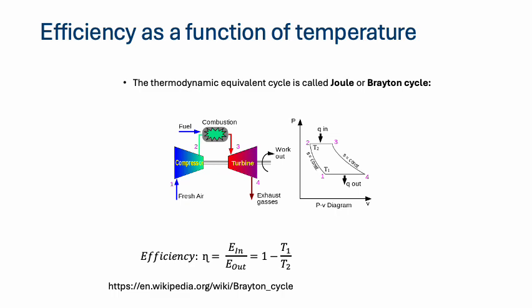So that explains the need for high temperature. This is just an example using this Joule or Brayton cycle, but even if you use a Carnot cycle, T2 should be very high. T2 is the temperature after compression in this particular cycle.